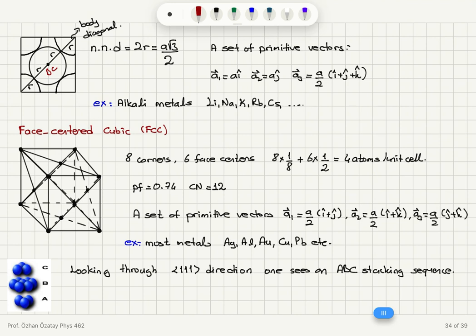The set of primitive vectors is a i hat, a j hat, and a3 equals a/2 times (i hat plus j hat plus k hat), that's the body diagonal. A good example is alkali metals: lithium, sodium, potassium, rubidium, and cesium.